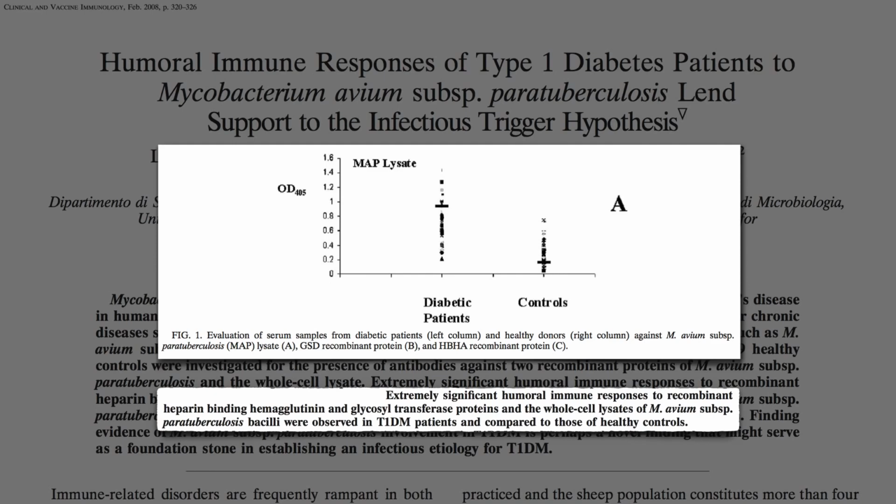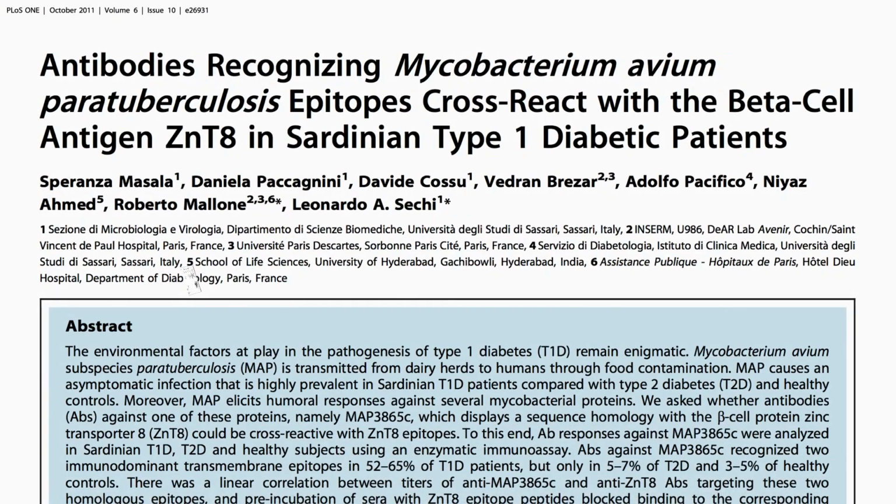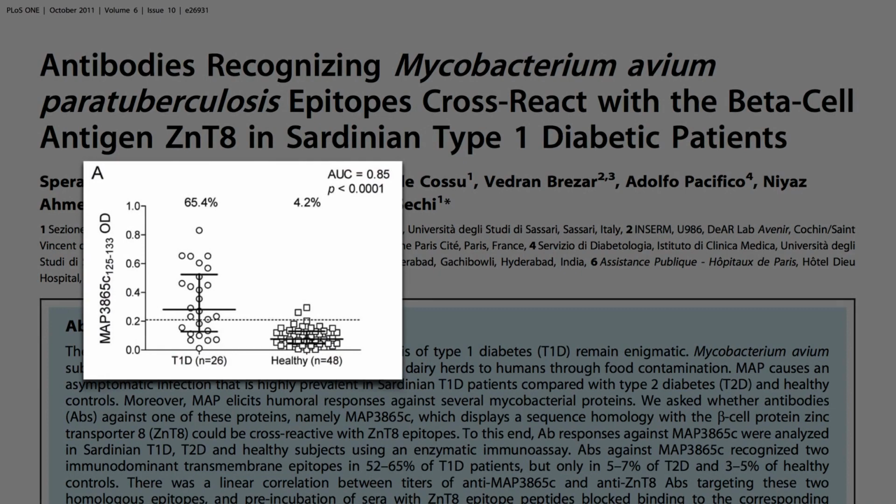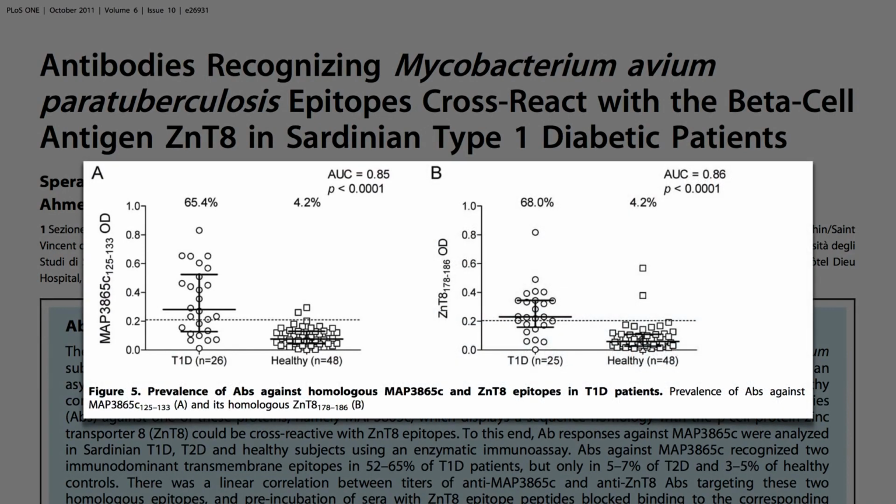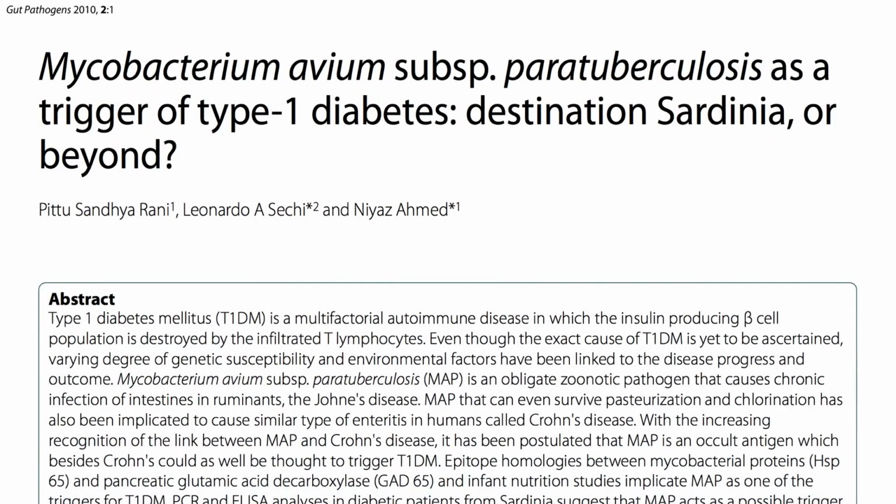But do the antibodies attacking the bug cross-react with our own insulin-producing cells to generate that autoimmune reaction? Apparently so. Antibodies recognizing the molecular signatures of Mycobacterium paratuberculosis cross-react with the molecular signatures present on our insulin-producing beta cells in our pancreas. OK, but is this just in Sardinia, or might we find these same results elsewhere?